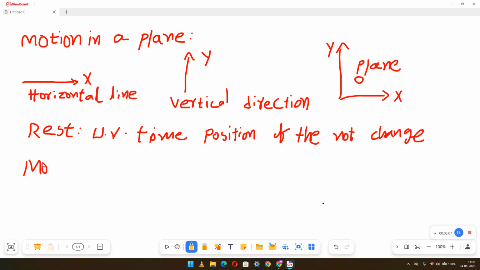Next one is motion. How can you say an object is in motion? With respect to time, the position of the object changes. If with respect to time the position of the object changes, then we say that object is in motion. Examples of this are a car going on the road, an airplane flying in air.